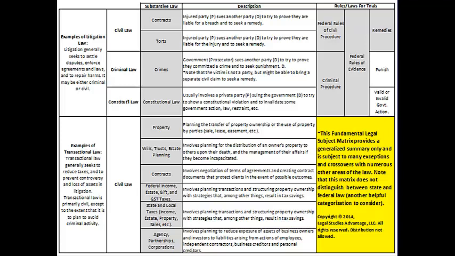Also below that are state and local taxes, income taxes, estate taxes, property and sales taxes, and so forth. Both of these are transactional practice areas, and they involve planning transactions and structuring property ownership with strategies that, among other things, result in tax savings.